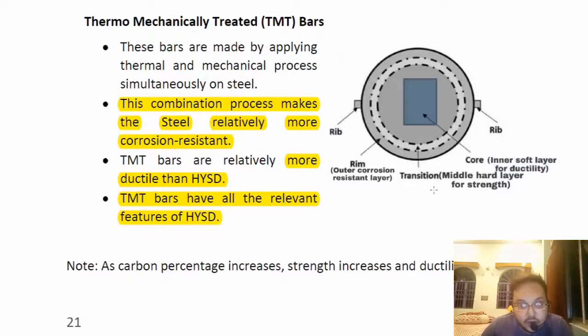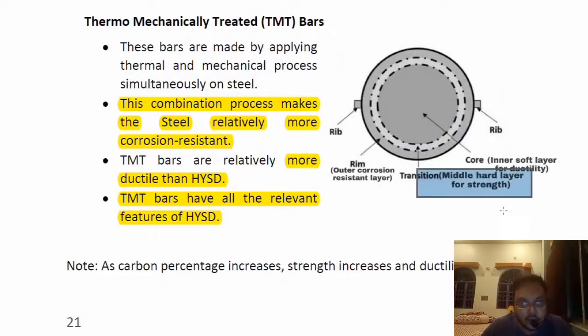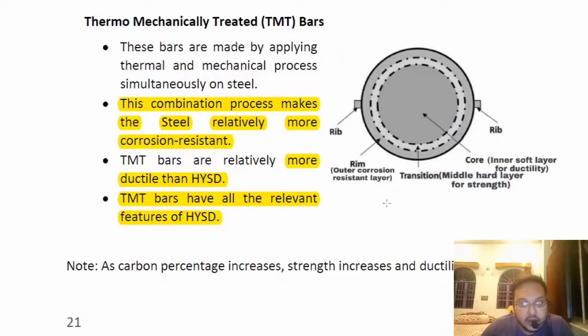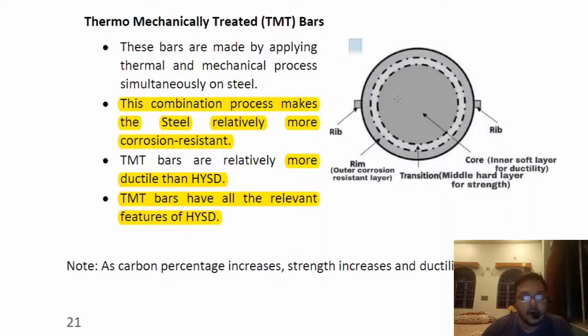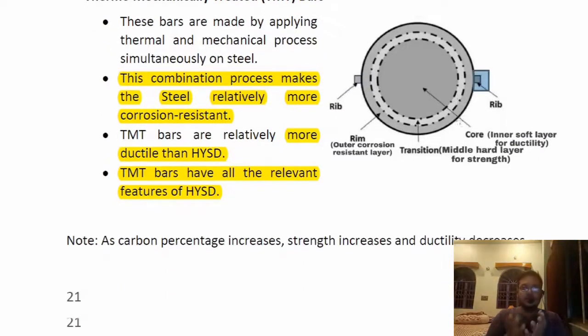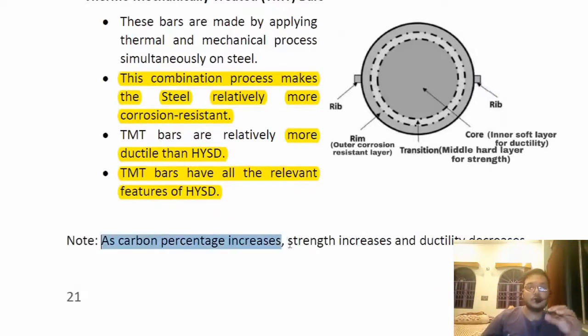You can see there is one inner core, which is the inner soft layer that gives the ductility. The middle layer is the transition, and it is a very hard layer that gives us the strength. The last one is the outer corrosion resistant layer, our rim, which is provided for corrosion resistance, and these two are the ribs which give a good amount of anchorage with the cement concrete to which this reinforcement is applied.